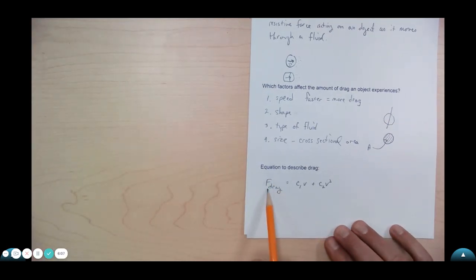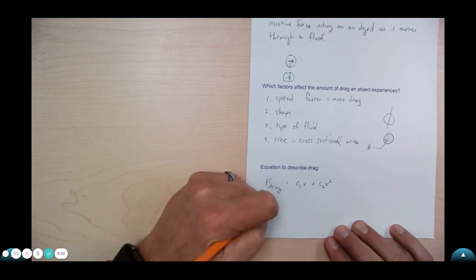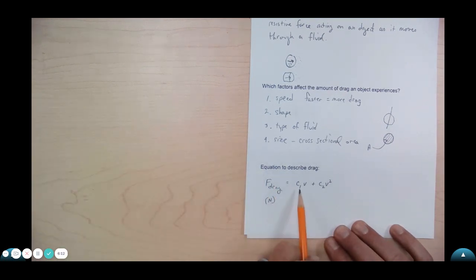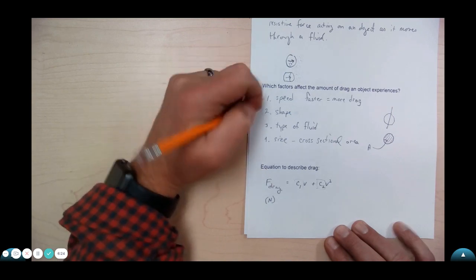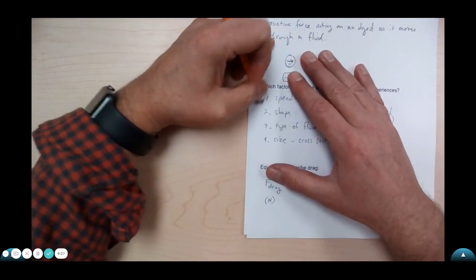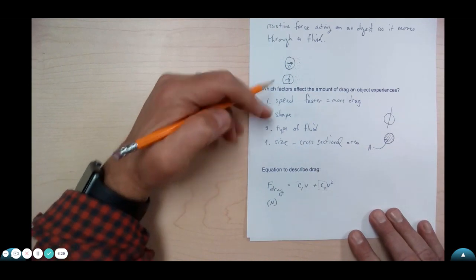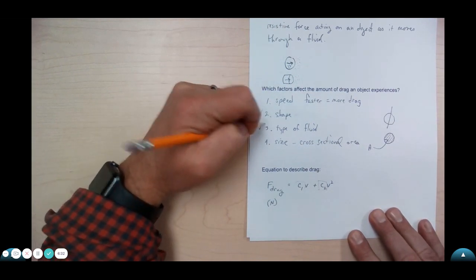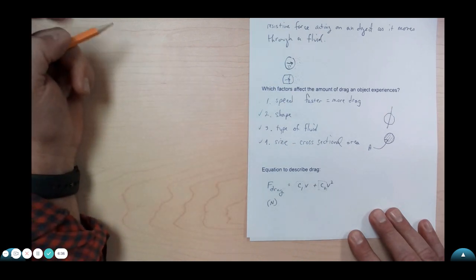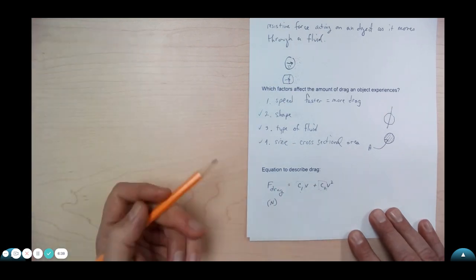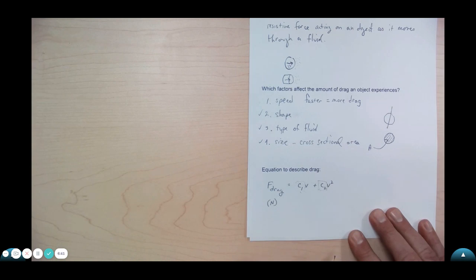Now, let's look at this equation. The drag force, which would be measured in newtons, has to be equal to these two terms added up. So these, C1 and C2, are experimentally determined constants. And they depend on, oops, not the speed. Let's check the wrong one off here. They depend on the shape of the object, the type of fluid that the object is going through, and the cross-sectional area of the object. That's what C1 and C2 depend on. They're constants. You would have to figure them out by doing an experiment.